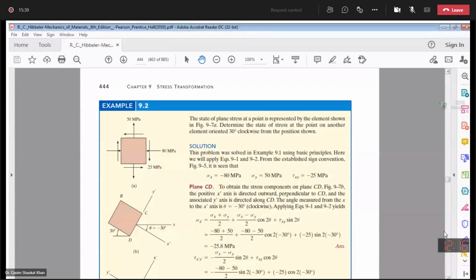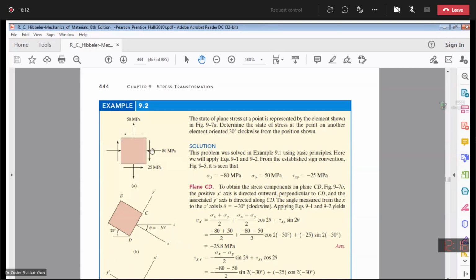The state of plane stress at a point is represented by the element shown in this figure. We are required to determine the state of stress at the point on another element which is oriented 30 degrees clockwise from the position shown. This is the data given to us.